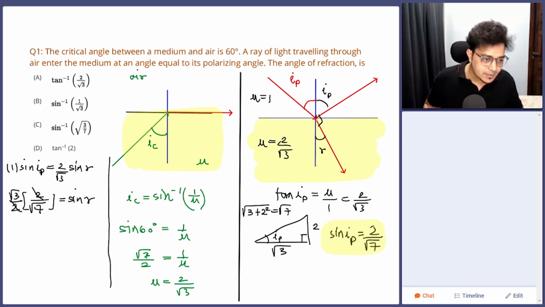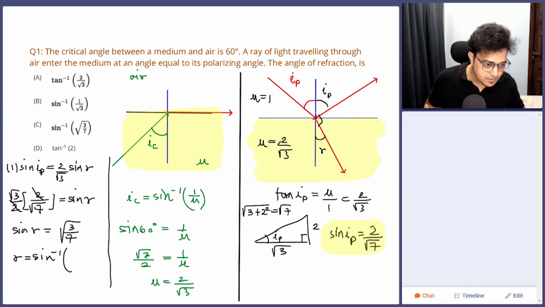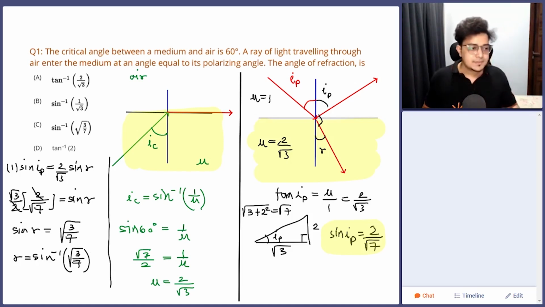Okay. So 2 and 2 cancel. We can write sine of R equal to, we can combine, root 3 by 7. So that gives us R equal to sine inverse of root 3 by 7. So the correct answer will be option C.